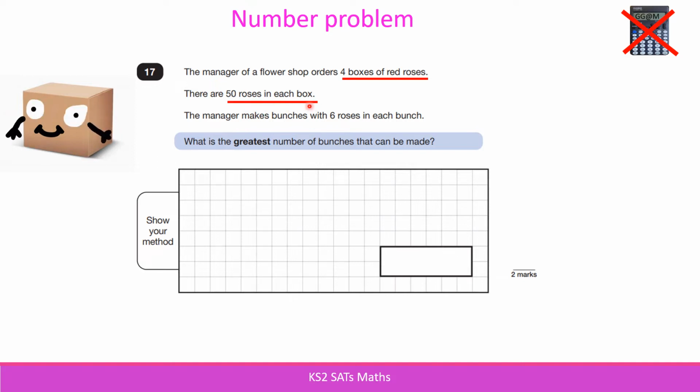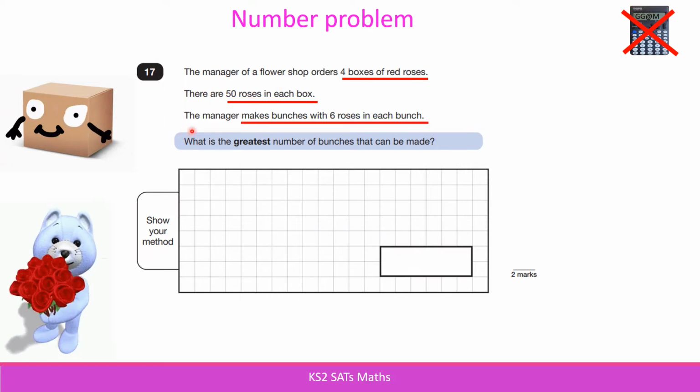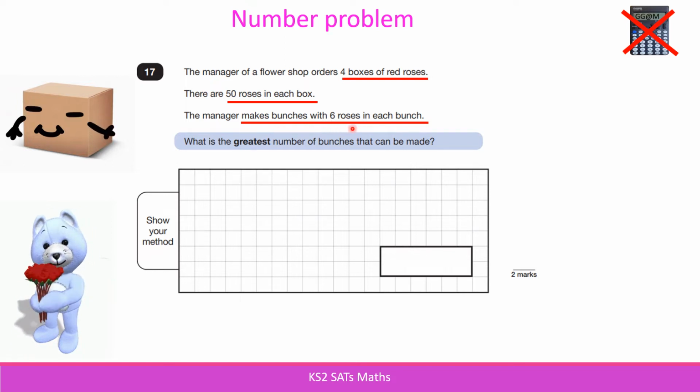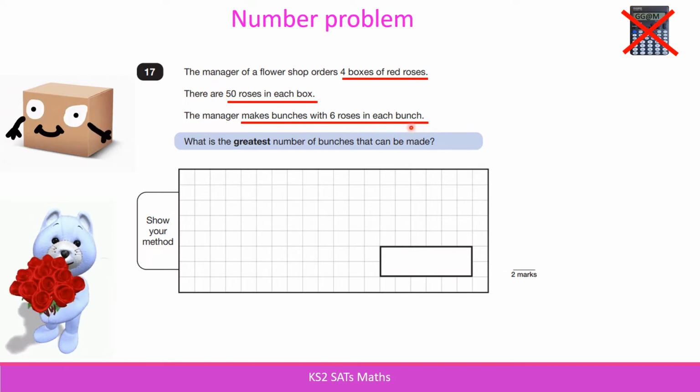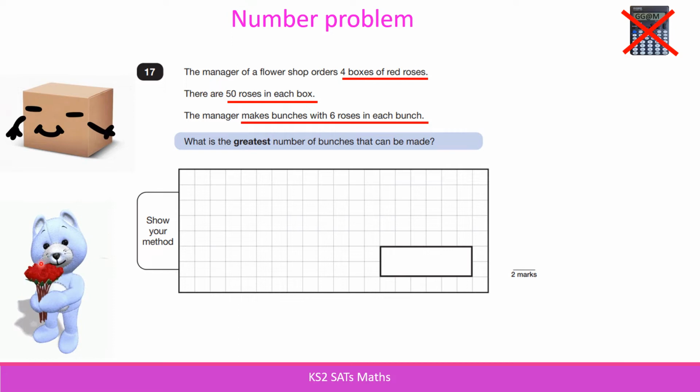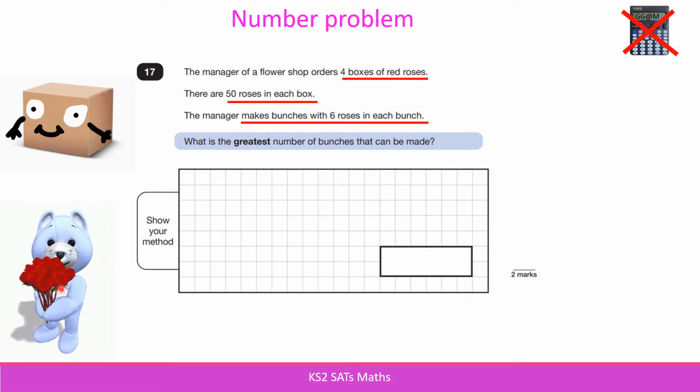50 roses are in each box. So within this box here, you have got 50 roses, and roses are a flower. Now the manager makes bunches of 6 roses in each bunch. So this is called a bunch of roses. So it's a group of flowers together, and within this group of flowers, you have got 6 roses. So 6 flowers here make one bunch.